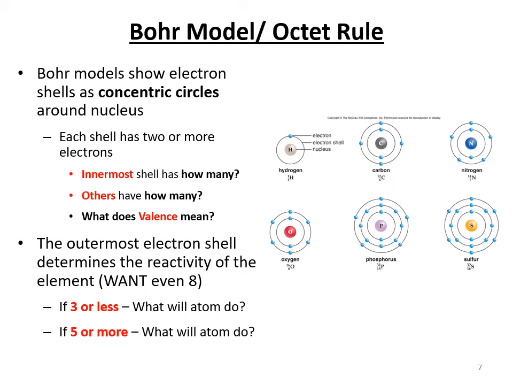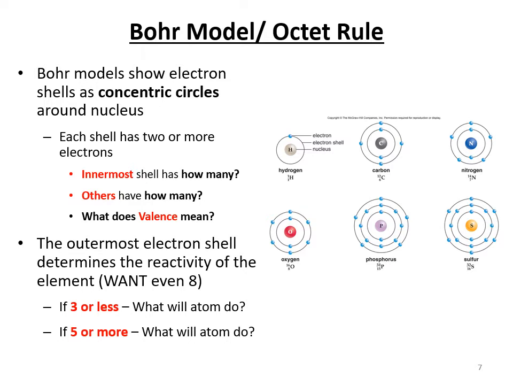Well, it's either going to want to give away 5, 6, or 7 electrons, or try and obtain 3, 2, or 1 electrons. Well, what's easier? It's easier to receive electrons, to try and find just 2 or 3 electrons to fill your outer shell, rather than giving away all those ones you already have.